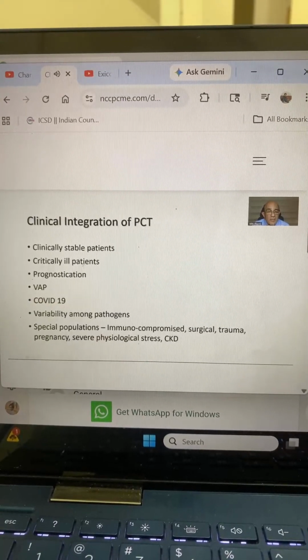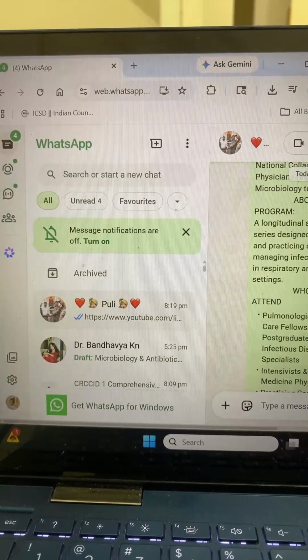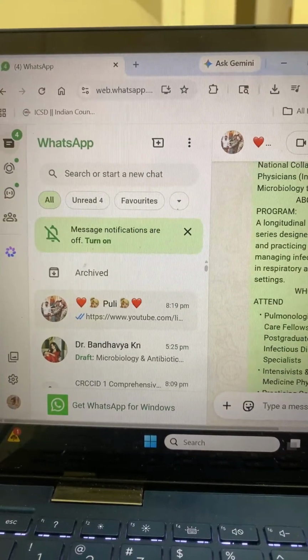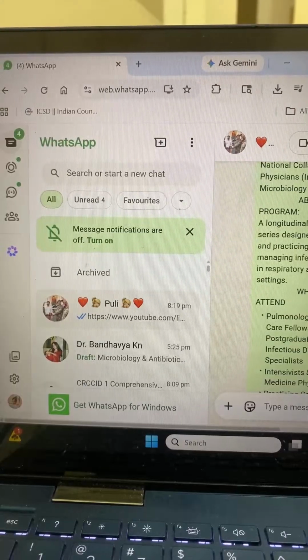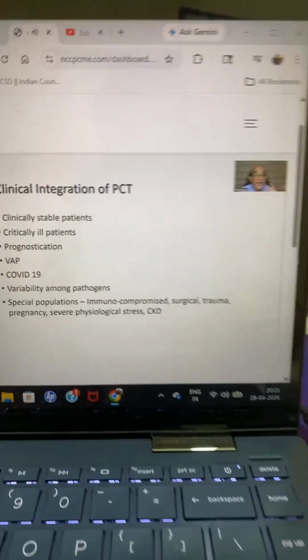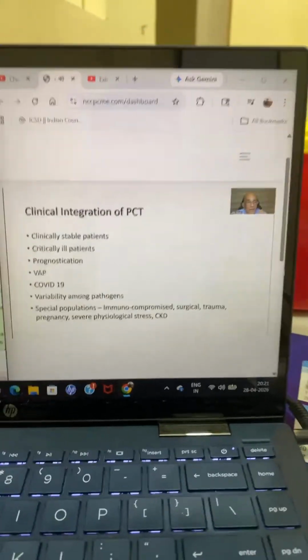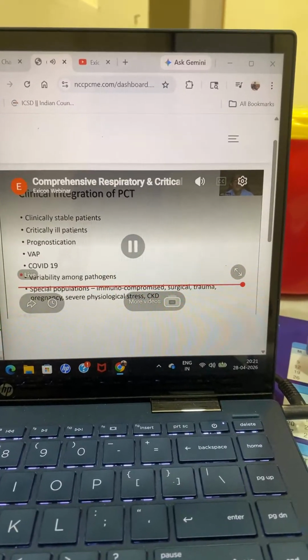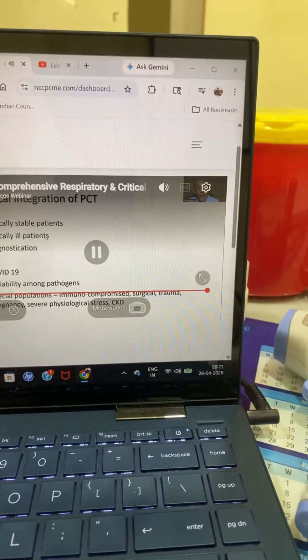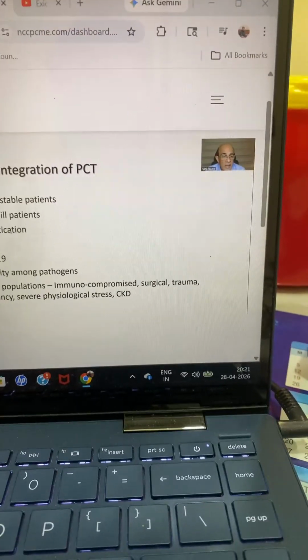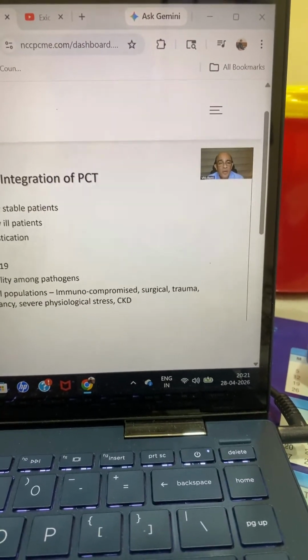So in clinically stable patients, I repeat, say for example a person with community-acquired pneumonia, a fall in the PCT of more than 80% or a drop to less than 0.25 microgram per liter is an indication to stop antibiotics. In critically ill patients, the cutoff is 0.5 or 80% less than the initial PCT value. This is an indication for stopping the antibiotics. It is useful for prognostication, but we don't have a threshold.